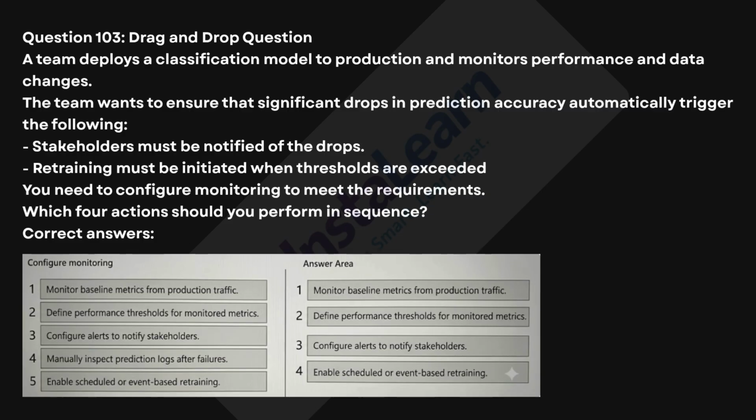1. Monitor baseline metrics. Start by tracking production traffic to establish baseline performance. 2. Define performance thresholds. Set thresholds for accuracy or other monitored metrics to detect significant drops. 3. Configure alerts. Ensure stakeholders are notified automatically when thresholds are breached. 4. Enable scheduled or event-based retraining. Automate retraining when performance drops beyond defined thresholds. Excluded action: 5. Manually inspect prediction logs after failures. Not part of the automated monitoring workflow. Manual inspection is reactive, not proactive.